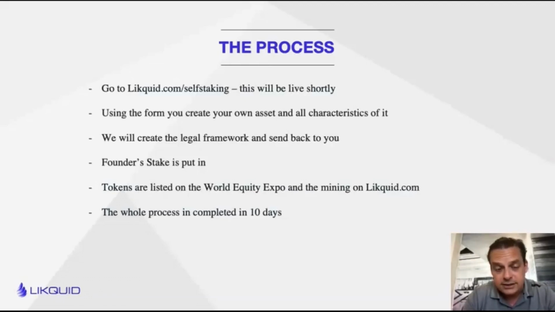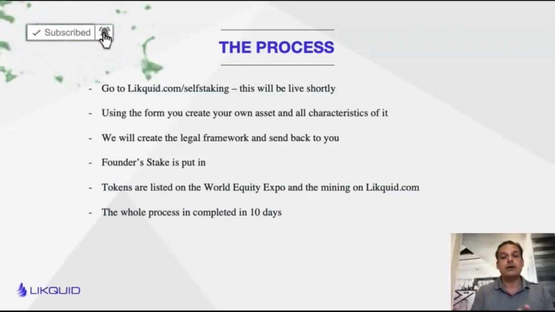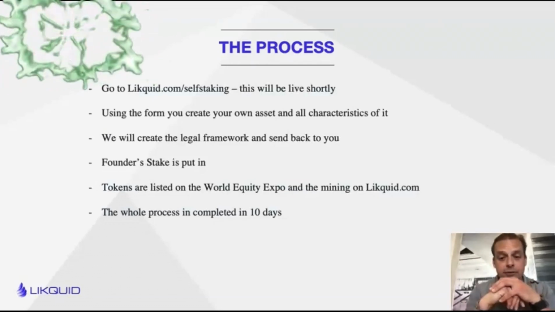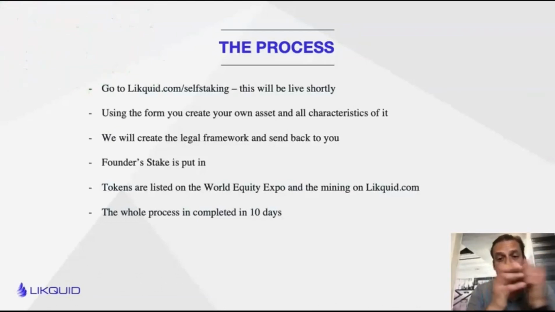The reason is that it only takes us 1 or 2 days to do, but we can only launch new tokens in the platform every Monday due to the Korean team that are doing the actual tokenization. So this takes a little bit of time, which is why I'm saying about 10 days. Our ambition is obviously to do this faster. On our self-staking page, we will have all the terms and conditions, how it works, the costs, etc.